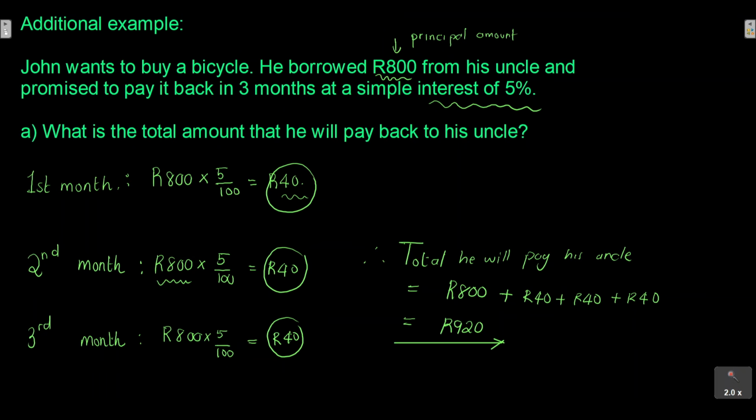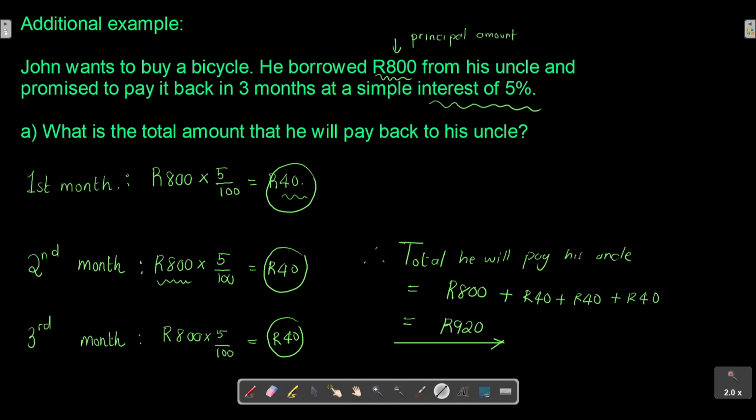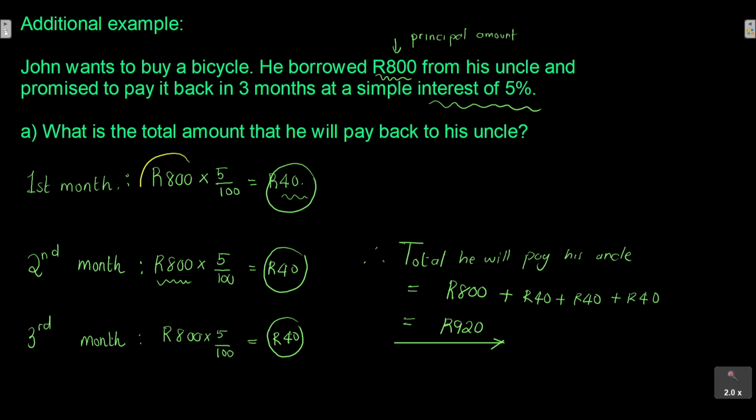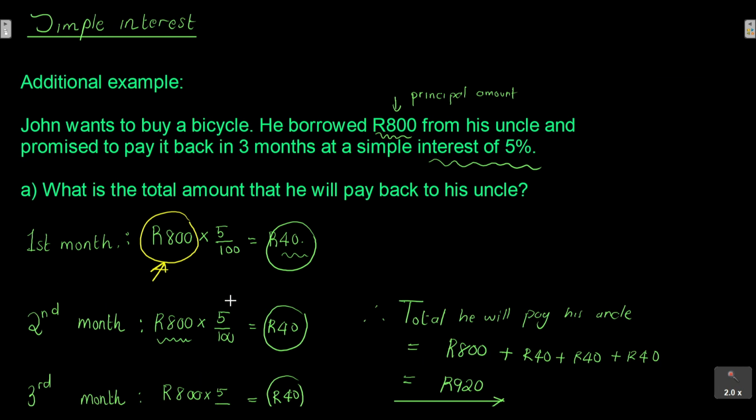Okay, so it's very important that you really grasp this concept when it comes to calculating simple interest. The interest is calculated on what? On the principal amount, on the original amount. We use that original amount to calculate the interest that a person will pay. All right. So now what happens if John promised to pay it back in 3 months at a compound interest rate of 5%?